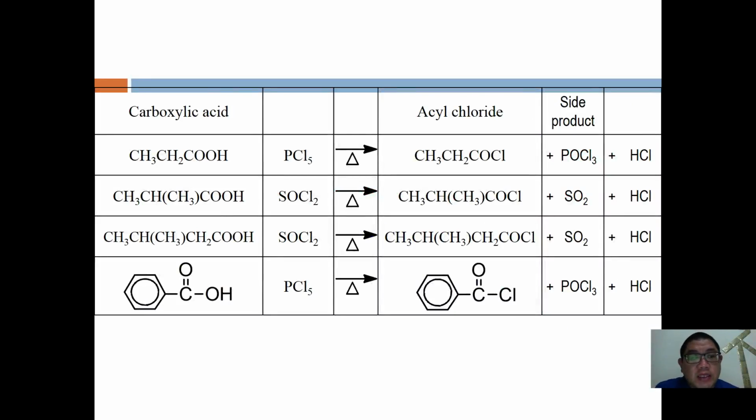These are examples of the equations for the reaction. As you can see, if you react a carboxylic acid with PCl5, you form CH3CH2COCl. If you react 2-methylpropanoic acid, you form 2-methylpropanoyl chloride. If you react 3-methylbutanoic acid, you form 3-methylbutanoyl chloride. And if you react benzoic acid with PCl5, you form benzoyl chloride. All of them will eventually form HCl, which you can observe as a white film.